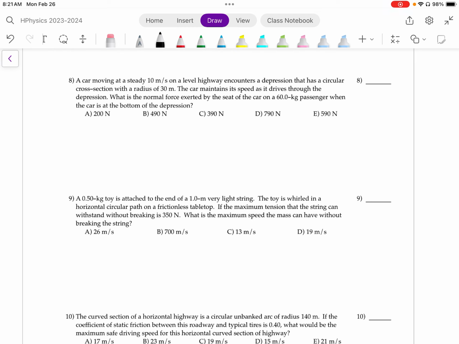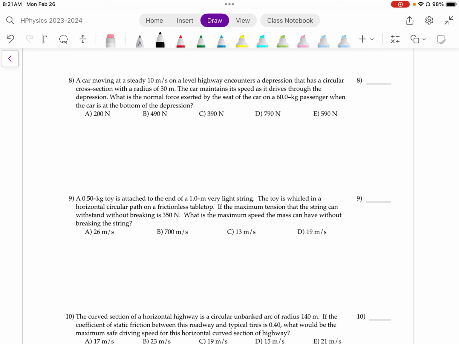Okay, a car is moving at a steady 10 meters per second on a level highway and encounters a dip, a depression, that has a circular cross section with a radius of 30 meters. The car maintains its speed as it drives through the depression. What is the normal force exerted on the person by the seat? Person has a mass of 60 kilograms when the car is at the bottom of the depression.